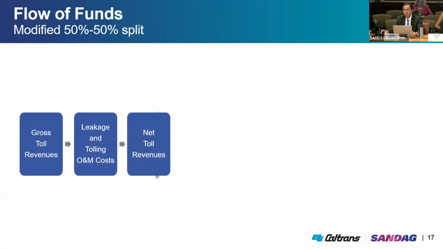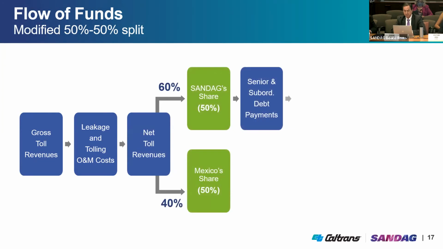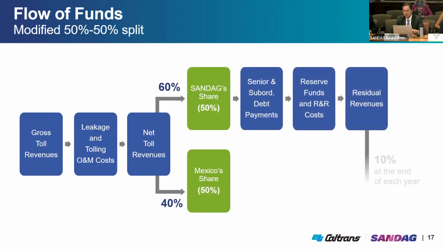So if we look at what we're kind of calling the modified 50-50% split, this chart basically looks at the flow of funds. So we get the gross toll revenues. Unfortunately, there's always some kind of leakage at a toll crossing. Then there are operating and maintenance costs. So we'll get the net revenues. Initially, as this chart shows at the top right side, 60% of it will flow to SANDAG initially. That's for us to pay our senior and subordinate debt payments, as well as to fund our reserve accounts and the renewal and replacement costs.